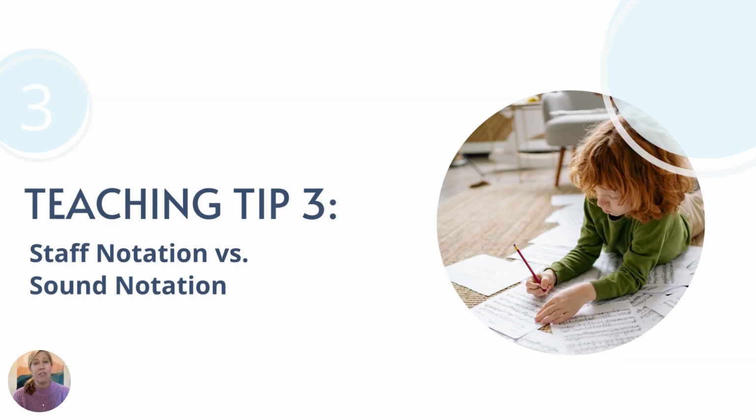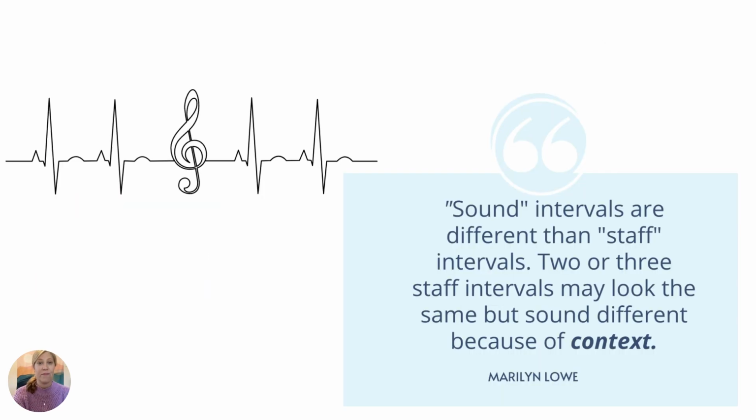Teaching tip 3 is to remember there's a difference between staff notation and sound notation. Sound intervals are different than staff intervals. 2 or 3 staff intervals may look the same, but sound different because of context. And so the key here is context and helping our students realize that something perhaps looks exactly the same, but until we check the do signature and we realize what tonality we are in, we will not know what it sounds like.